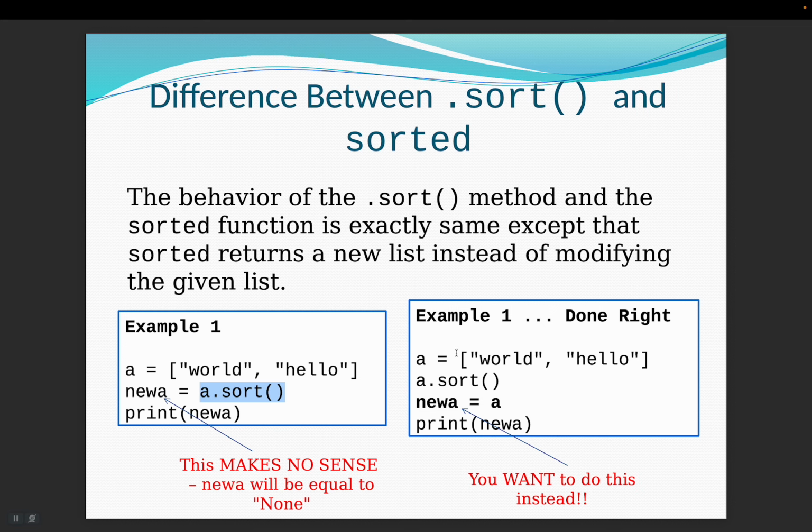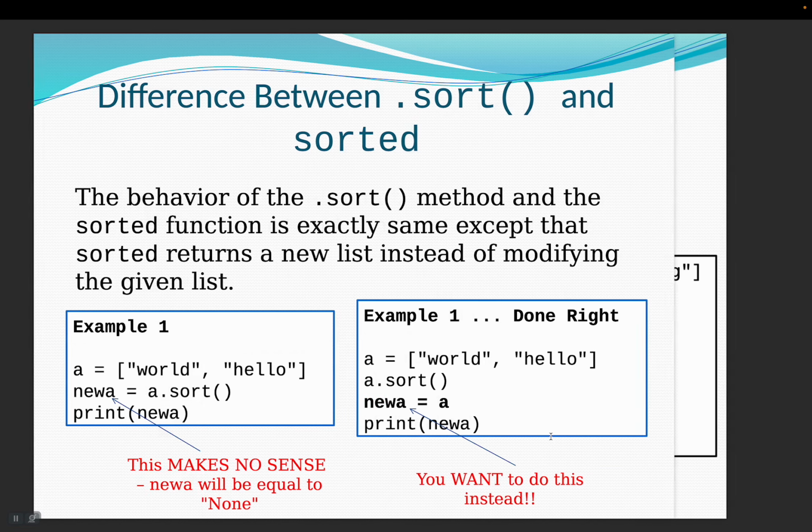This makes more sense here. We have A dot sort. Then we say new A equals A. So new A equals the sorted version of A, and then we print out. You want to do this instead.